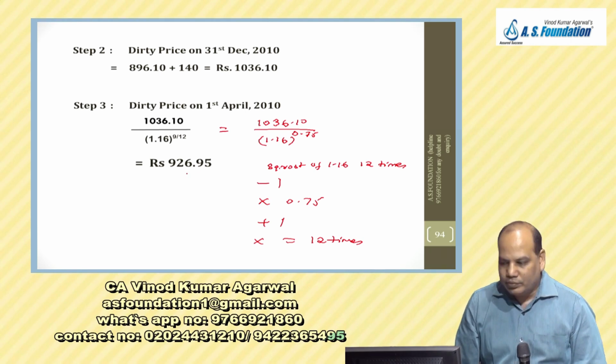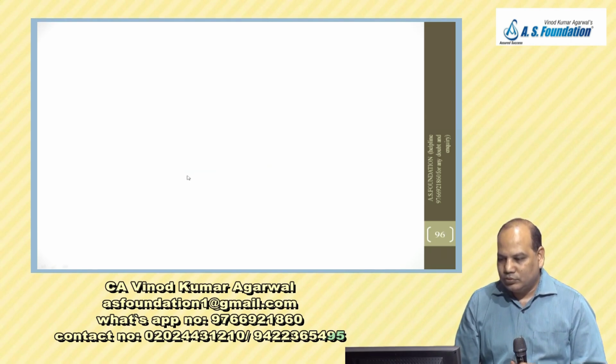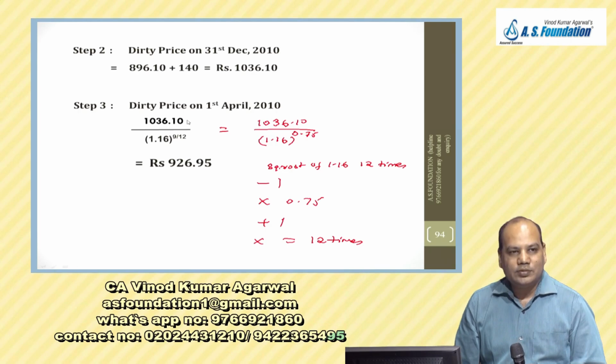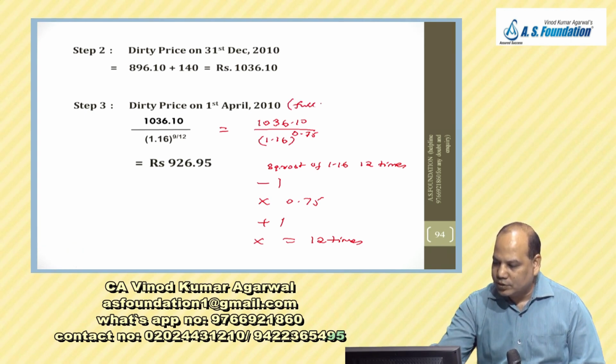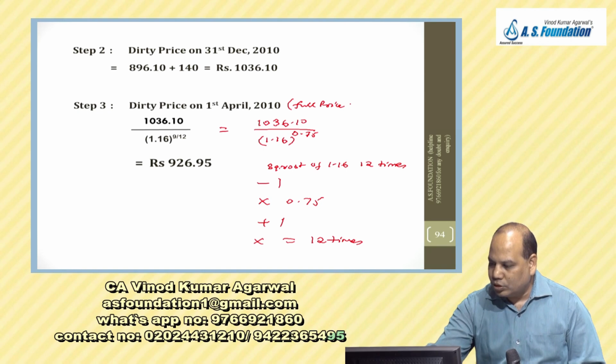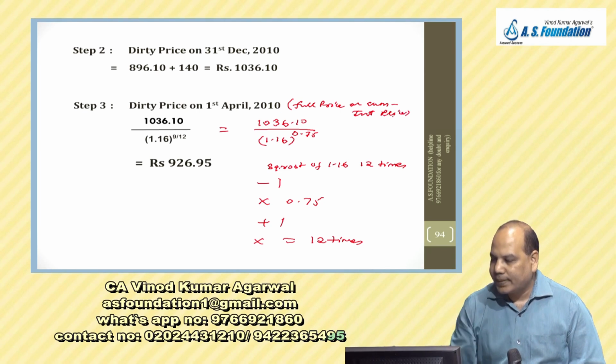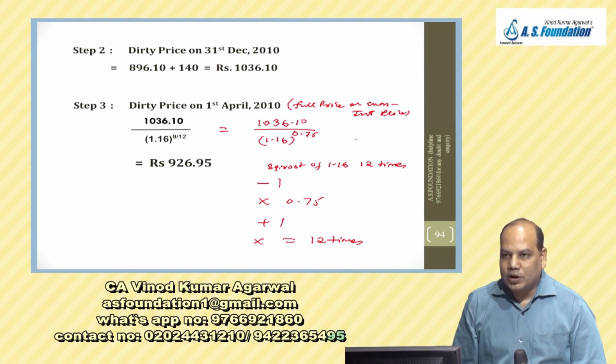Are you getting? Very good. What is this? This is dirty price. Full price. Write in bracket full price. That question was right. Find full price or cum interest price. Whatever they ask you in the exam. Full price, cum interest price, dirty price on 1st April is 926.95.